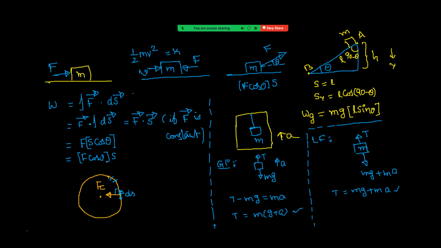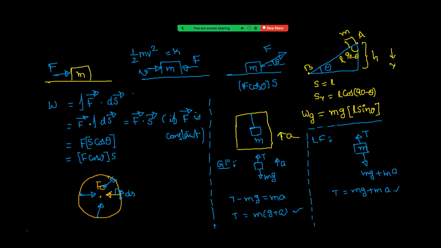See here, why we are taking ds bar: because the force is not a constant. In this case, the centripetal force direction keeps on changing, always towards the center, right? At this location, centripetal force is like this towards the center. At this location, towards the center like this. So the direction of centripetal force keeps on changing, and the angle between centripetal force and displacement is always 90. So whenever we take work done by centripetal force, it will be 0.